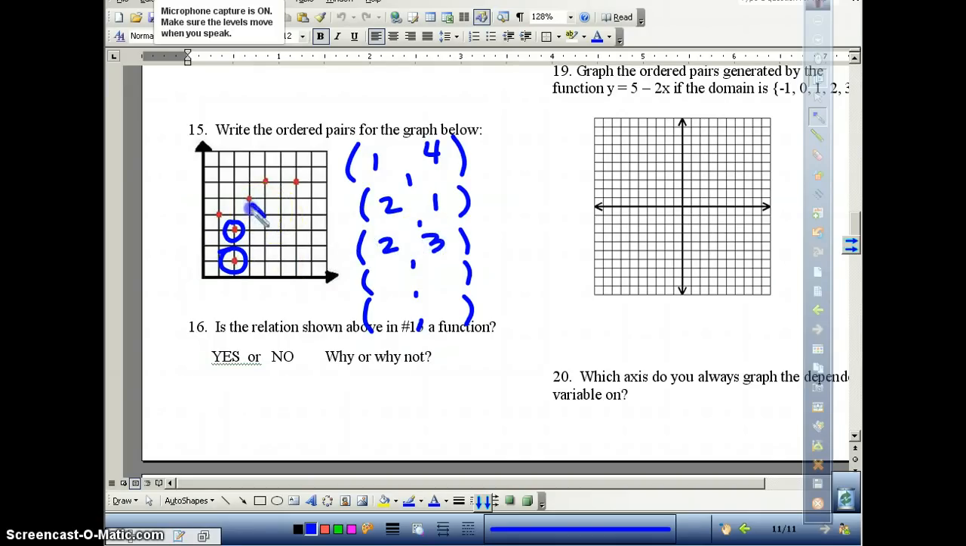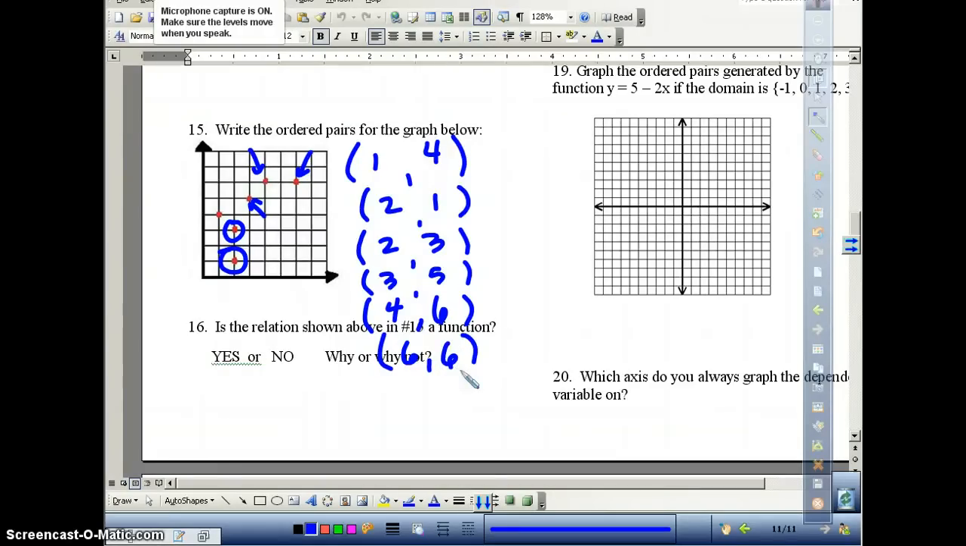What about that point? 3 comma 1, 2, 3, 4, 5. What about that point right there? 4 comma 1, 2, 3, 4, 5, 6, yep. And one more point. This one right here. 1, 2, 3, 4, 5, 6, 6 comma what? Thank you.